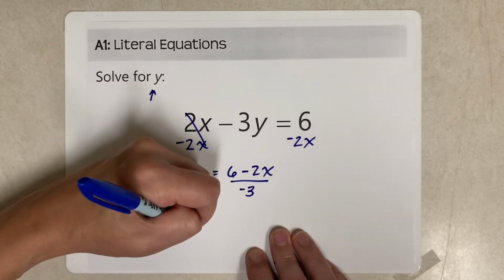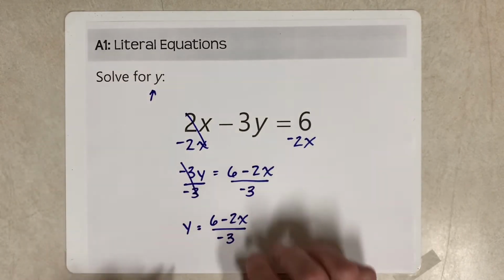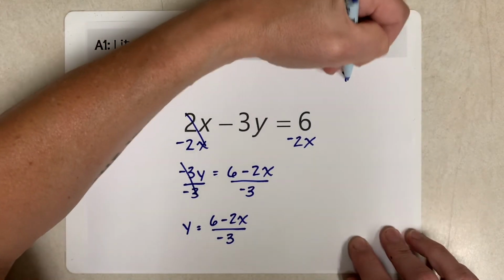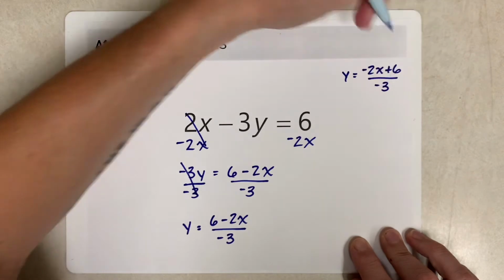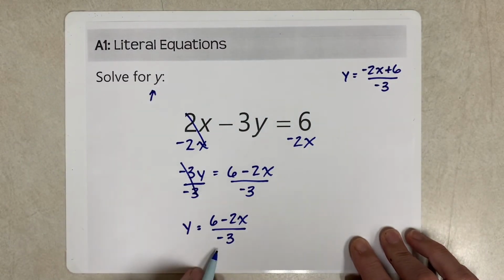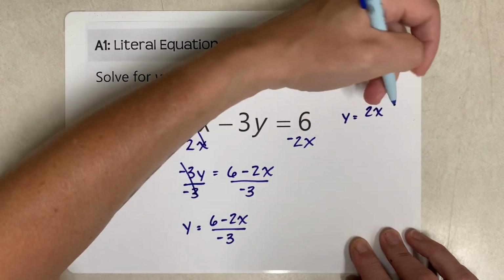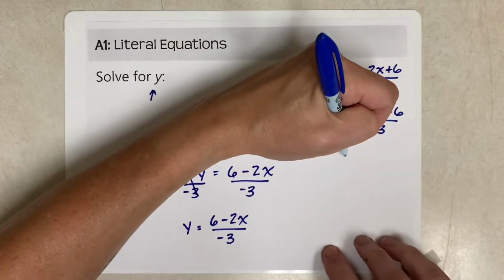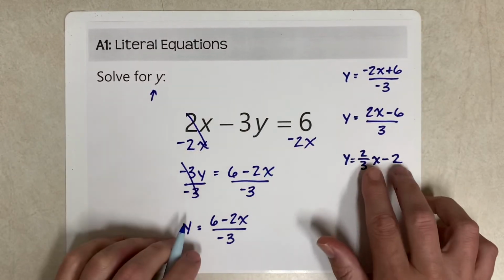And we have y is equal to 6 minus 2x over negative 3. So in this video, I'm not going to show you a bunch of different ways to make this look different. There are other ways that this can look and it's still the same thing. For instance, you could have written y is equal to negative 2x plus 6 over negative 3. You could have multiplied everything in here by negative 1, and you could have gotten y is equal to 2x minus 6 over positive 3. You could take that and split it up into two fractions. y is equal to 2/3 x minus 2. And now that's an equation we can graph.